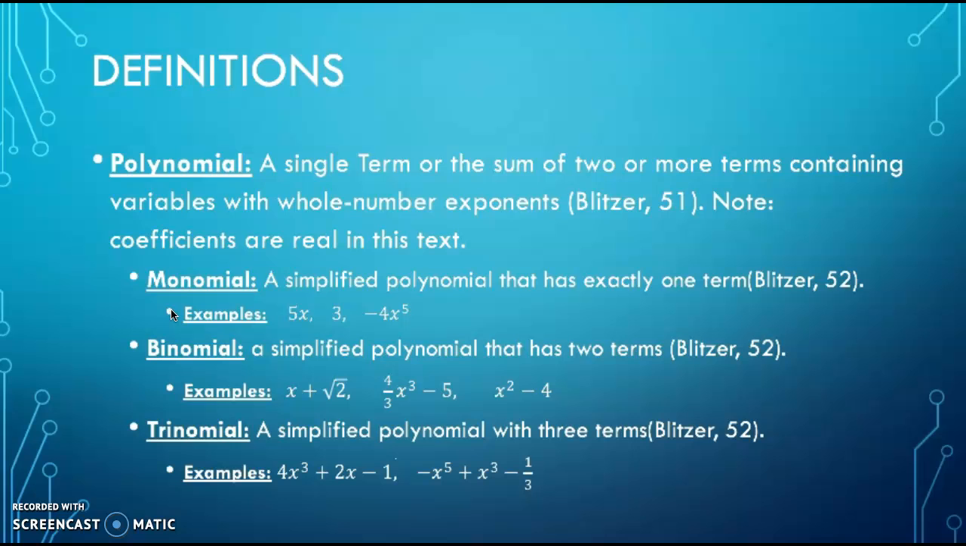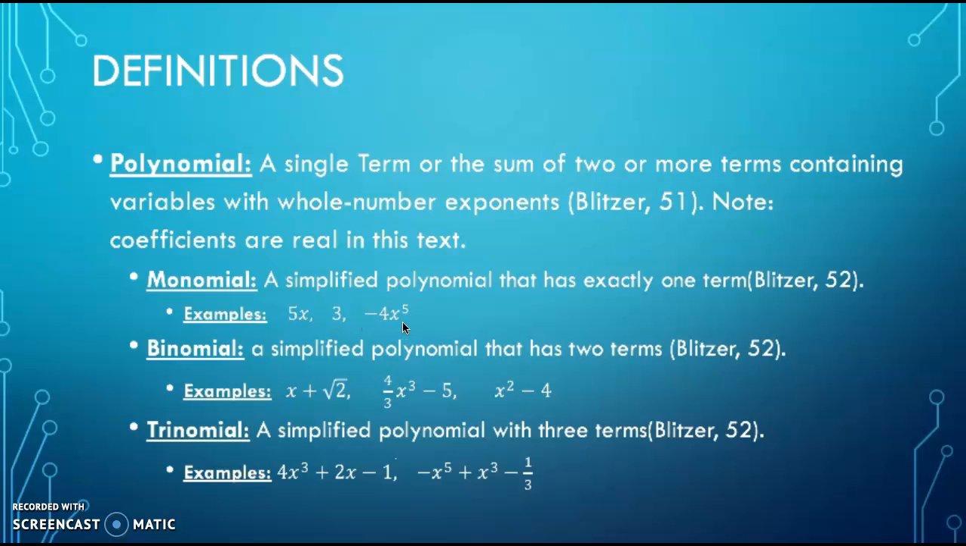If a polynomial only has one term when it's simplified, then we call it a monomial. These are examples of monomials because they have exactly one term. So this is a monomial, this is a monomial, and this is a monomial. Notice that if there is no exponent visible, then it is implied that that's an exponent of 1. And if there's no variable listed, that's an exponent of 0. It would be an x to the 0 power there.